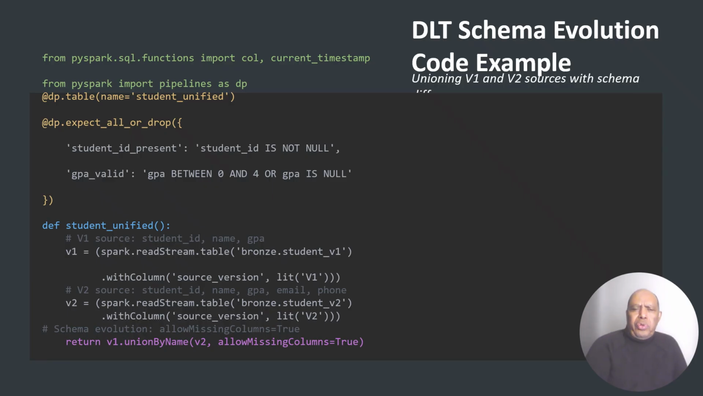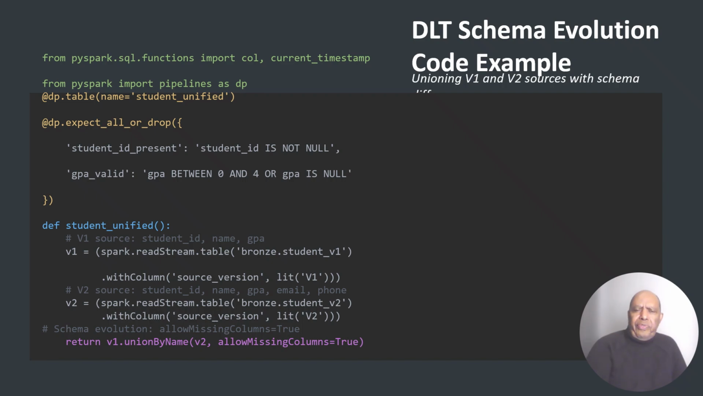This is governed evolution. Now V1, the legacy source, has 3 columns: student ID, name, and GPA, for example. We add a source version column so we can track which version each record came from. This is useful for debugging and auditing. Now the version 2 source, this new source, has 5 columns: student ID, name, GPA, email, and phone. 2 new columns have been added here. We also tag it with source version 2.